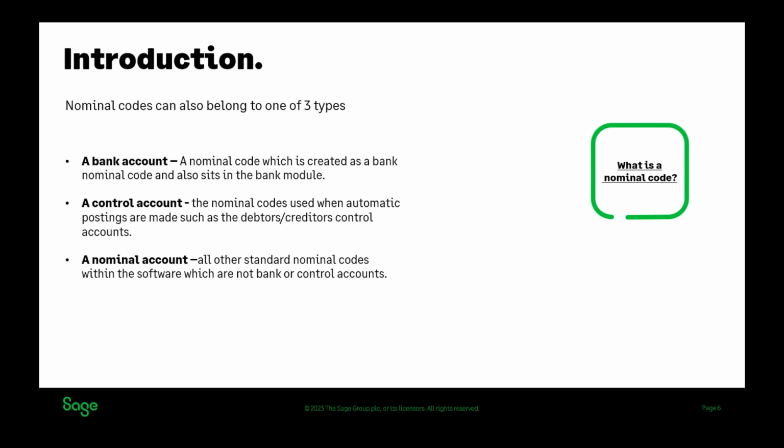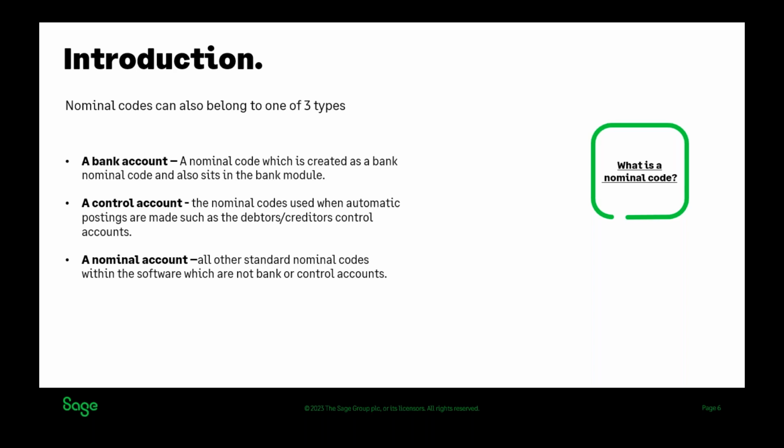Now we are going to show you this a little bit later on, but if you are trying to create a bank nominal code, we'd normally recommend to create that from the bank module. And that's just so that it recognises it as a bank nominal code. And I'll show you what happens later on if you don't do that, because you'll come across problems if you try to then use it as a bank nominal code, because it won't recognise it as a bank code.